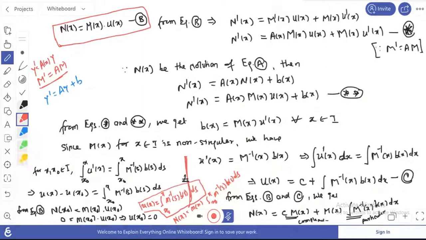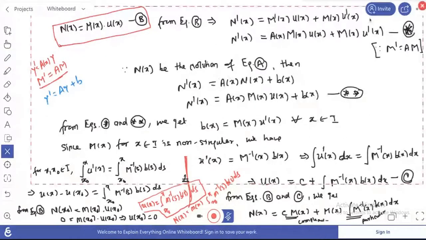So let's do a small numerical quickly, because we have 30 to 40 minutes, so we can quickly do one numerical. On the next page, we find the general solution for a non-homogeneous system of equations by using this formula.